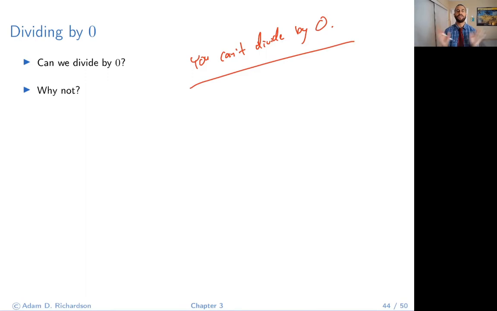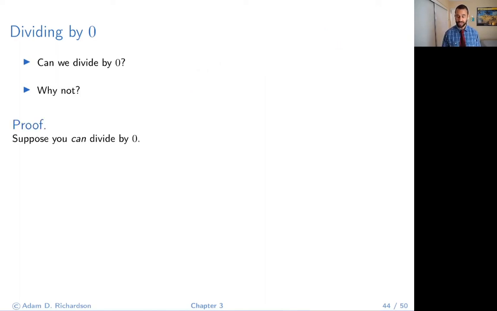No, no, no, don't ever say, yeah, don't believe me. You should always demand proof. You should always ask for proof. And we're going to prove it right now. You can't divide by zero, but can't is kind of a strong word too. We should be a little more precise.